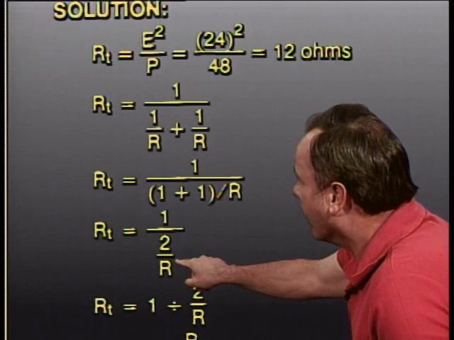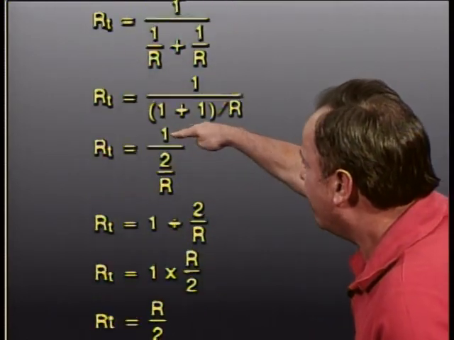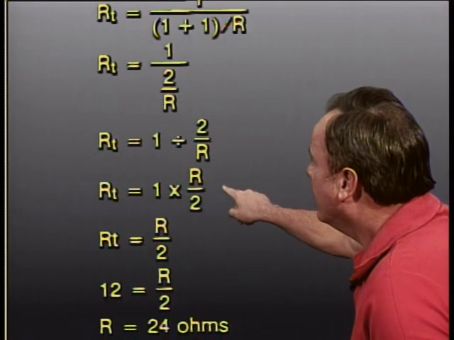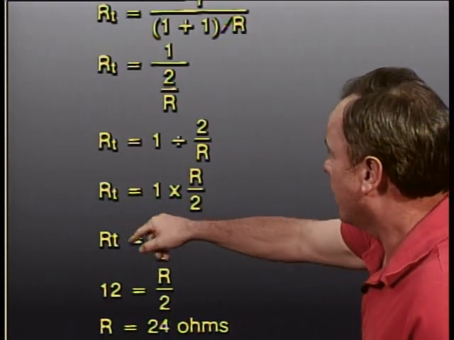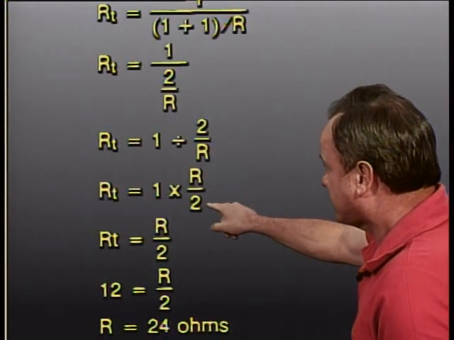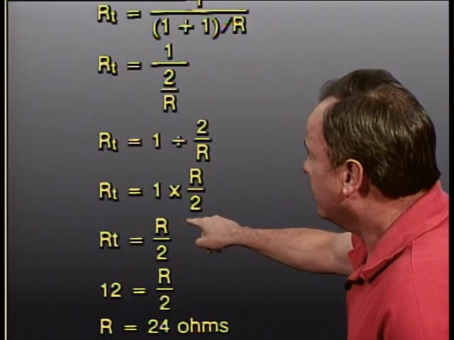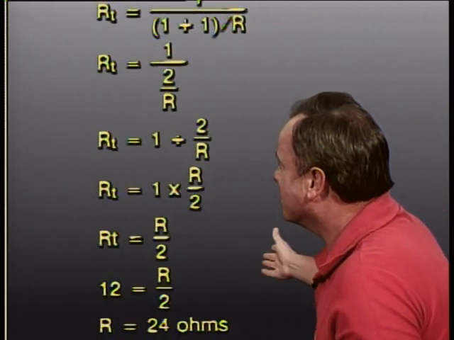2 divided by R. So that's all there is to it. And so the total resistance is 1 divided by 2 divided by R. Well, to divide by a fraction, all we have to do is flip it. So the total resistance, at 12 ohms, is equal to 1 times R divided by 2. Okay, 1 times both of these means the total resistance is equal to R divided by 2. That's all there is to it.